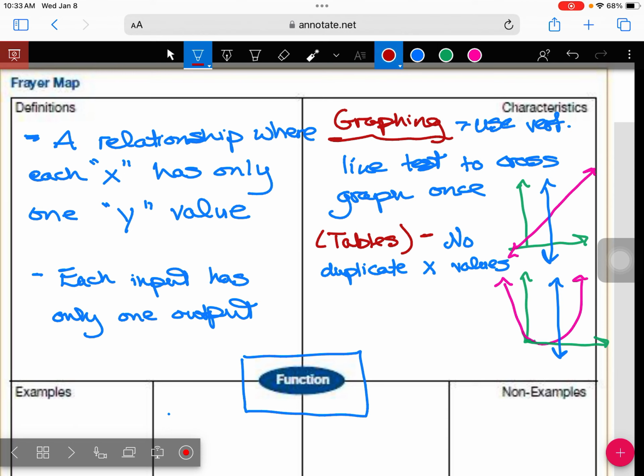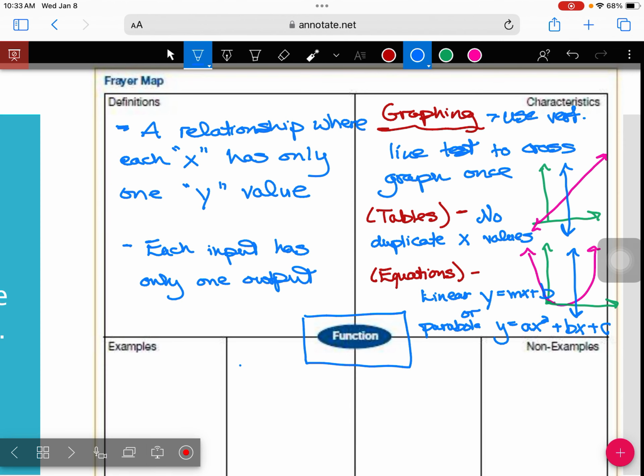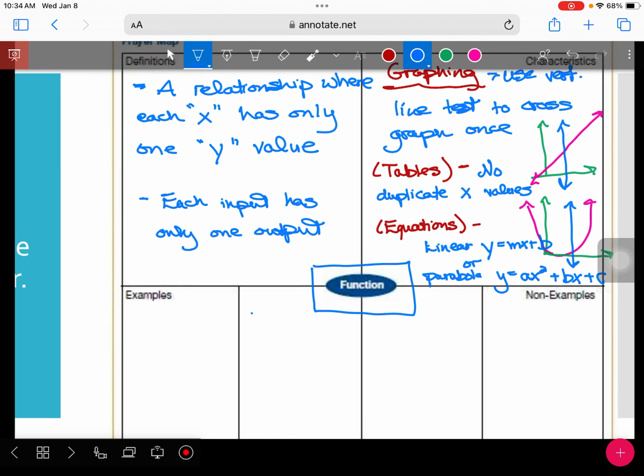And finally, when it comes to equations, your equations are going to be in the form of a linear equation like y equals mx plus b, or they can be as a parabola or a quadratic. So y equals ax squared plus bx plus c. Those would also all result in functions. Okay?